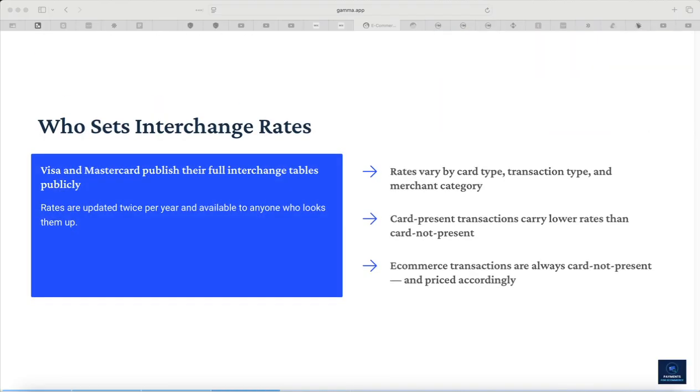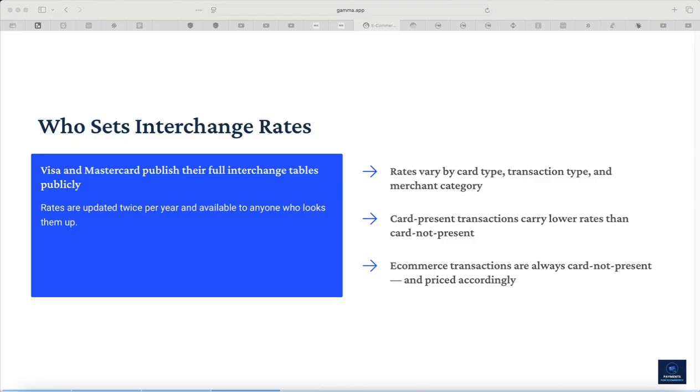Visa and Mastercard each publish their full interchange tables on their websites. Anyone can download them. They run about 20 to 30 pages, sometimes more, and they cover dozens of different card categories and transaction types. The rates vary based on three main factors: what kind of card your customer used, what type of transaction it was, and what category of merchant you are classified as.